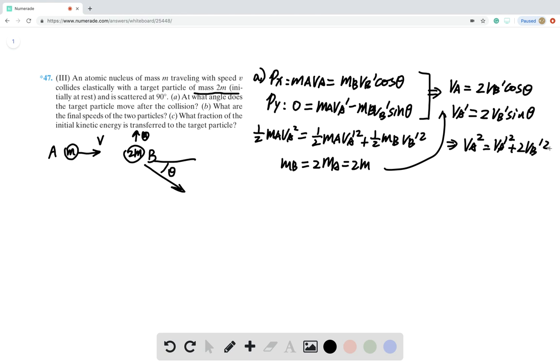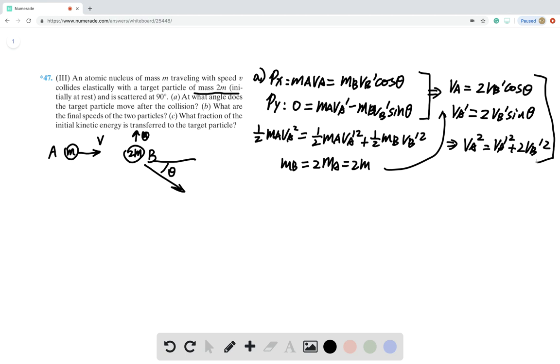Okay, so we can rearrange these equations. Right now we have a couple unknowns. We do not know what VA prime is, we do not know what VB prime is, and we do not know what theta is. So we have 3 equations and 3 unknowns. We will be able to solve this question from these 3 equations. But the first step, we need to simplify it.